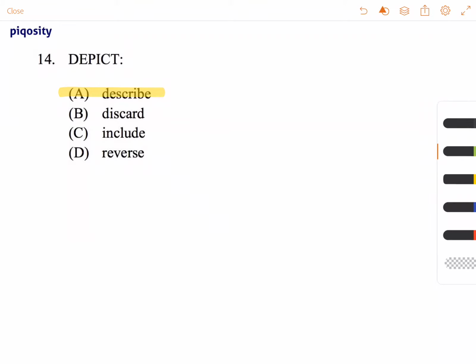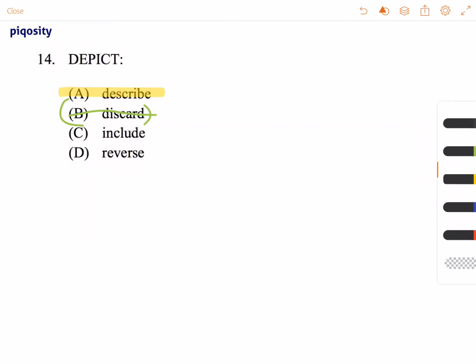But it's the closest thing to depict as far as answer choices go. So let's look at our other options. So we have B, discard, which means to get rid of something as no longer useful or wanted. So instead of trying to depict something in a painting like the culture of the Renaissance, you would just discard it and like, no, I'm not going to bother.